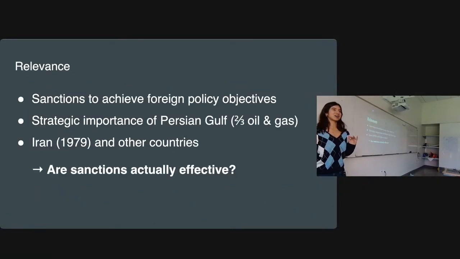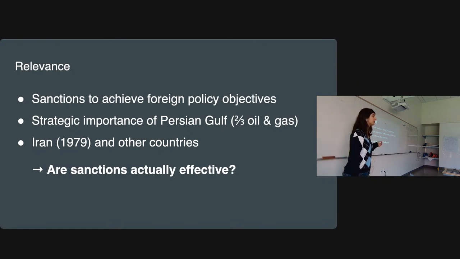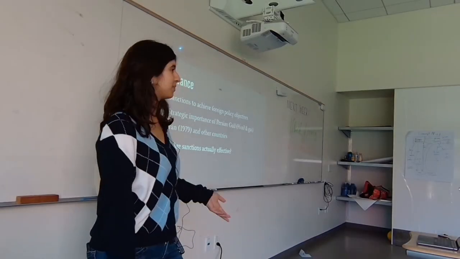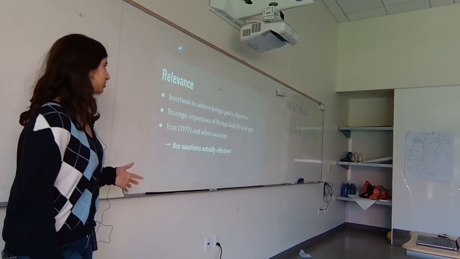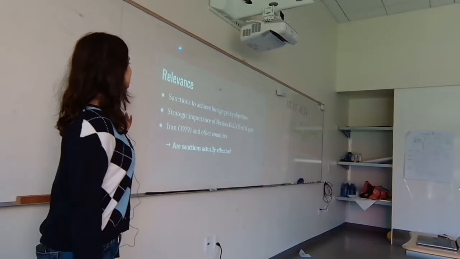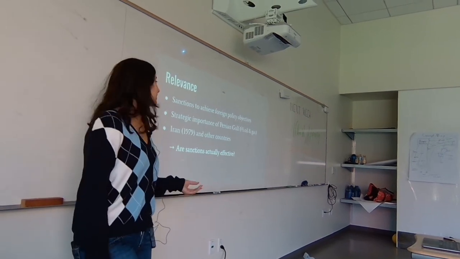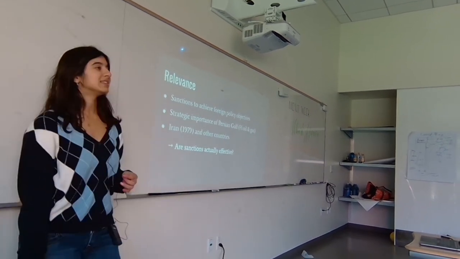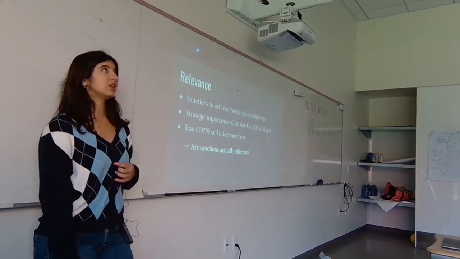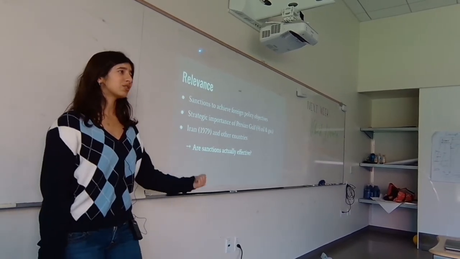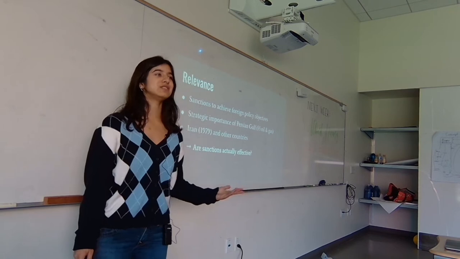So I first just want to talk a little about the relevance of sanctions. U.S. foreign policy has increasingly used them to achieve its objectives, particularly in the Persian Gulf, which is where two-thirds of U.S. imported oil and gas comes from. Iran is within the Persian Gulf, for those of you who don't know. And then sanctions were first implemented in Iran in 1979, following the Iranian Revolution. And since then, and before that, they've been used in a range of other countries, North Korea, Russia, Venezuela. I'm sure you've seen more in the news.